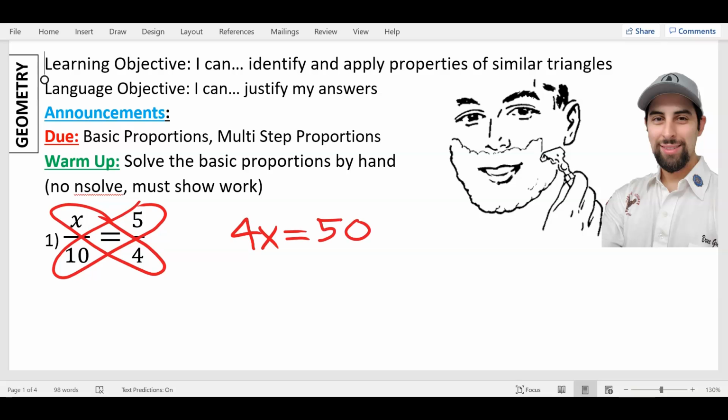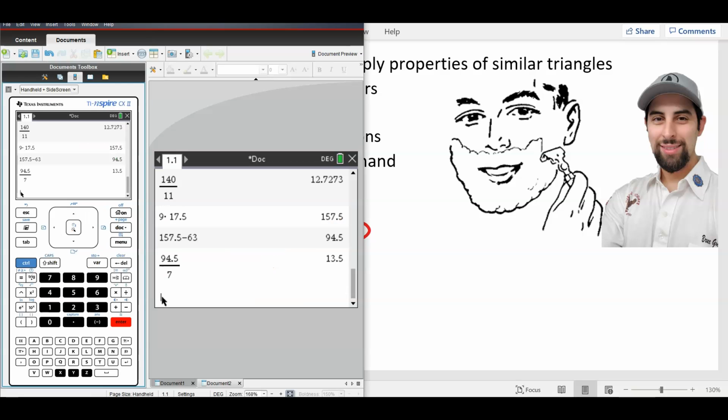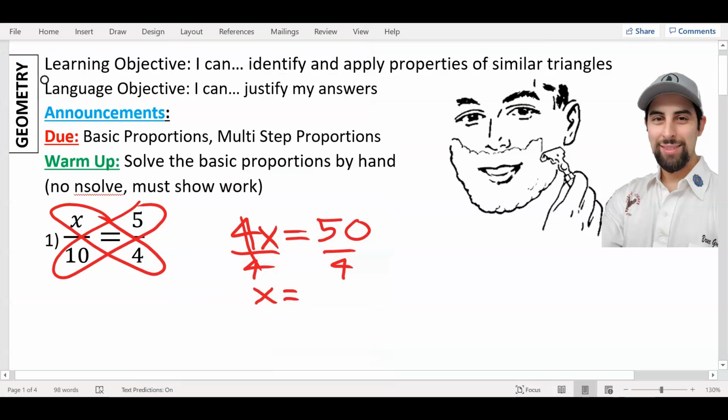Let's solve for x. The coefficient 4 we need to get rid of. We are going to divide, so we will put divided by 4 on both sides. And we get 50 over 4, and if you're not sure, a calculator can help you. You can hit 50 divided by 4, control enter, 12.5. Okay, that works out.